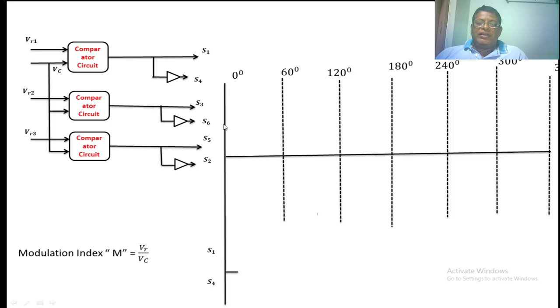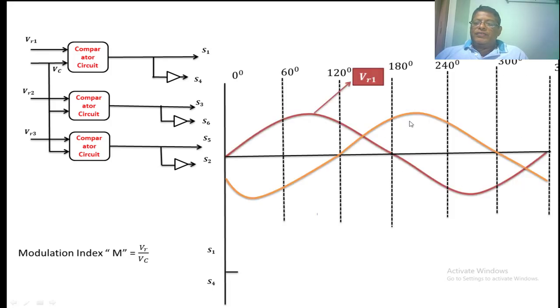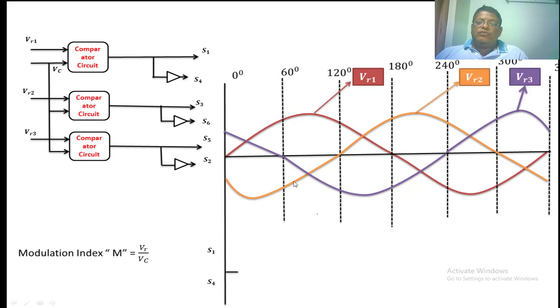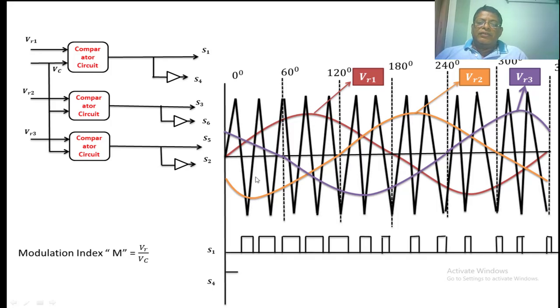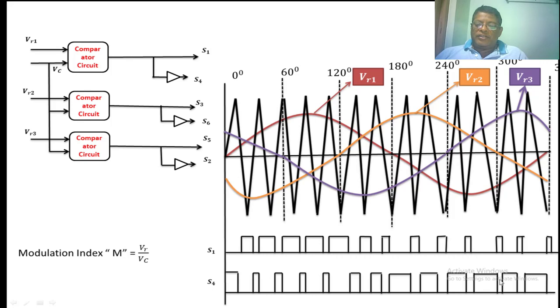We have taken the vertical axis as well as the horizontal axis: 0, 60, 120, 180, 240, 300, 360. This is the reference voltage 1, this is the reference voltage 2, this is the reference voltage 3. Now these reference voltages we are comparing with a bidirectional triangular signal. The bidirectional triangular signal we are comparing with the A phase, that is VR1. Then we are getting this. These are the pulses for S1. The opposite pulses we have given to S4.